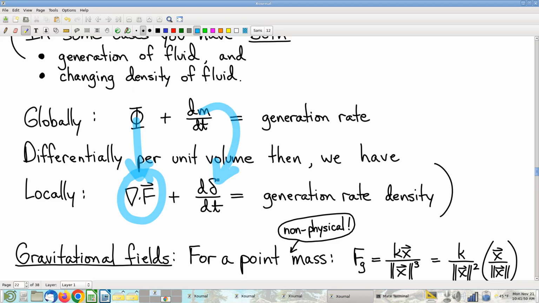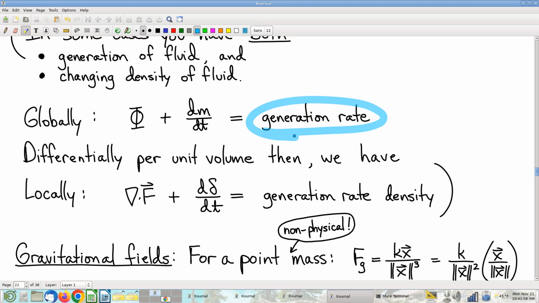Mass per unit volume is density. And now, this generation rate is the total quantity, mass per unit time, that's being created. You can ask, where is it emerging? Where is it being created? And so, how much of that there is per unit volume, I'm going to call that generation rate density.